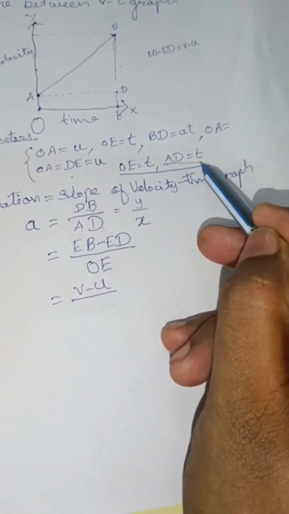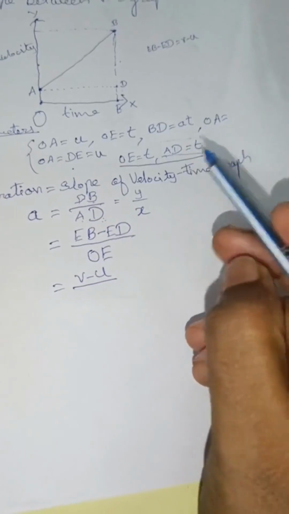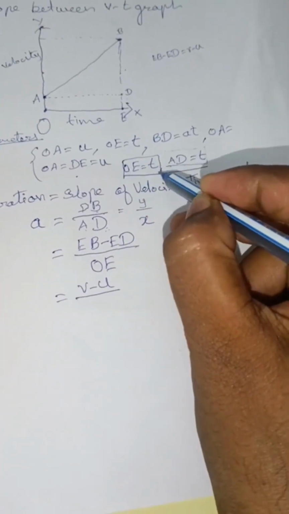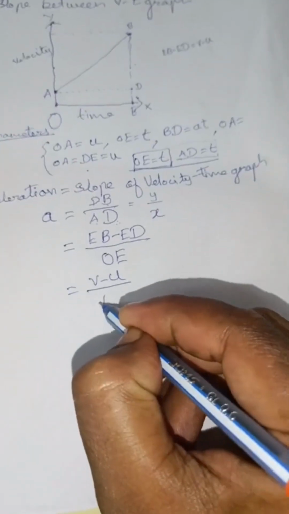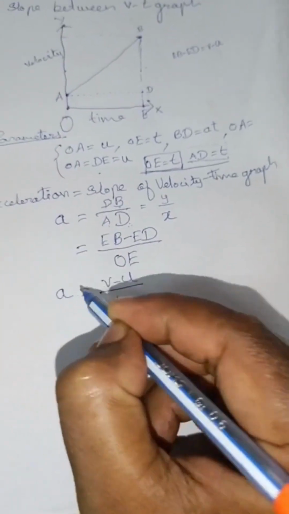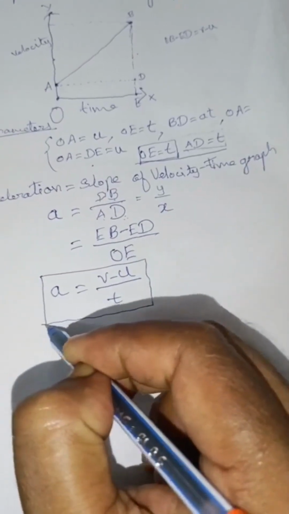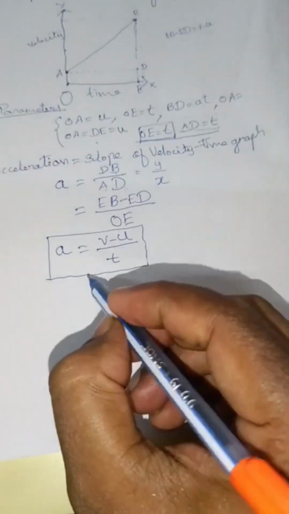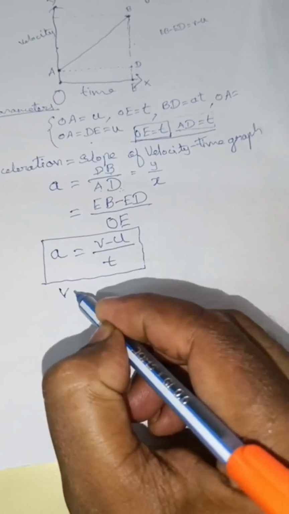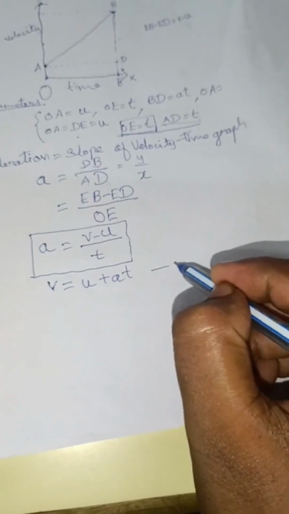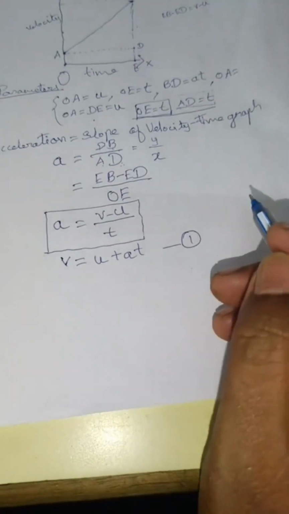AD is equal to T. Since you know that AD is equal to T, AD can also be written as OE is equal to T. So if we substitute this T value here, it becomes A is equal to (V minus U) divided by T. I can also write it as V is equal to U plus AT. This is my first equation of motion.